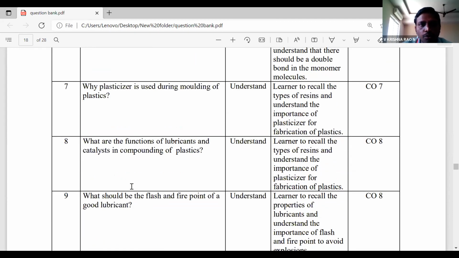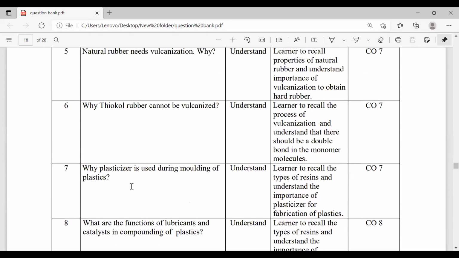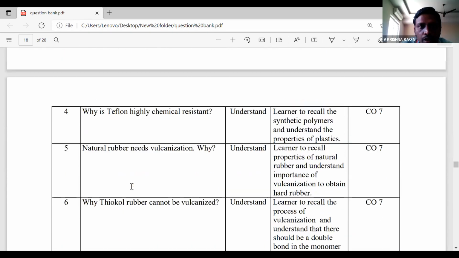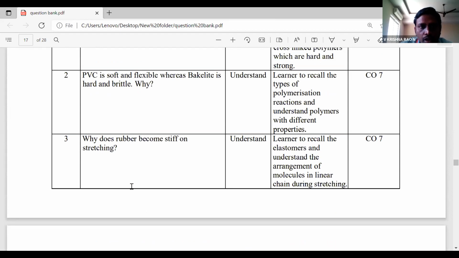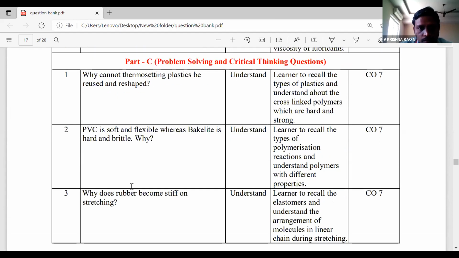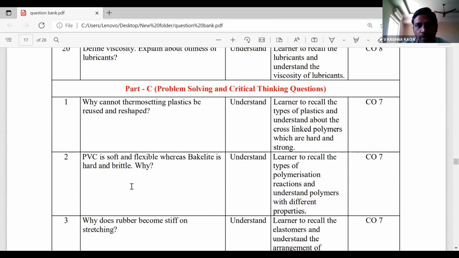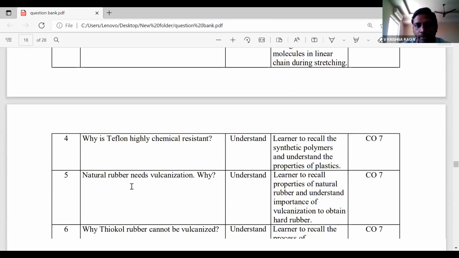Now coming to the questions you have: the 7th one, 4th one, 2nd and 1st. 4 questions. These we have in this CAE1. The remaining you will get in the CAE2.